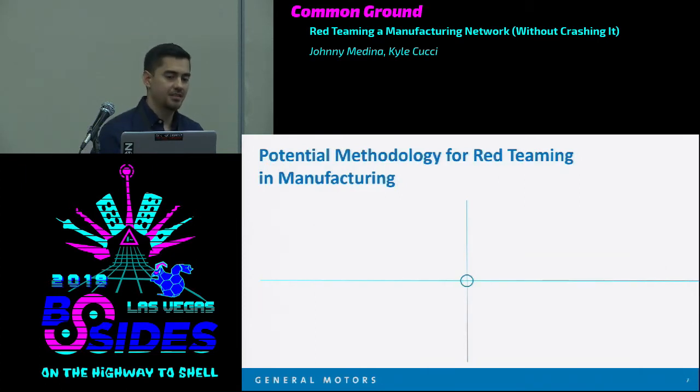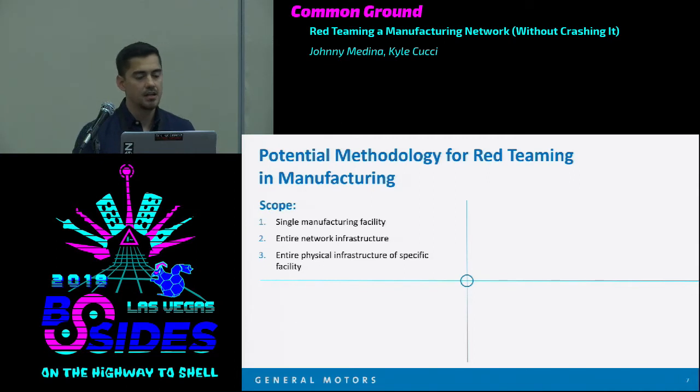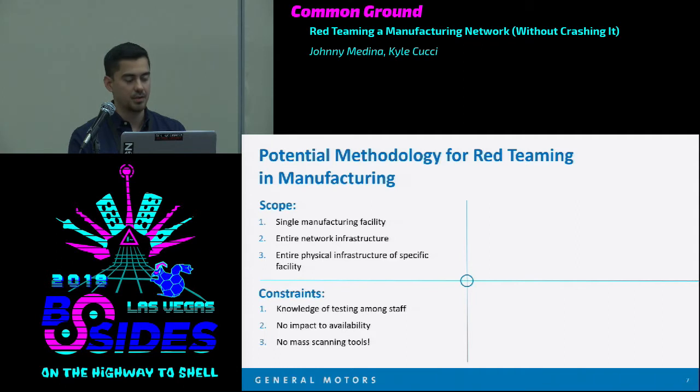So, potential methodology for red teaming in manufacturing. Like penetration testing or red teaming anywhere else, you have a scope. A scope we think is very important within manufacturing. If you take a look at your environment within your organization, are you going to take a look at a single manufacturing facility? Are you going to go broader out and look at the entire infrastructure of the network, the entire physical infrastructure of a specific facility? Logical, physical, all those determine the scope. How broad are you going to look? What is your focus? What do you want to focus on?